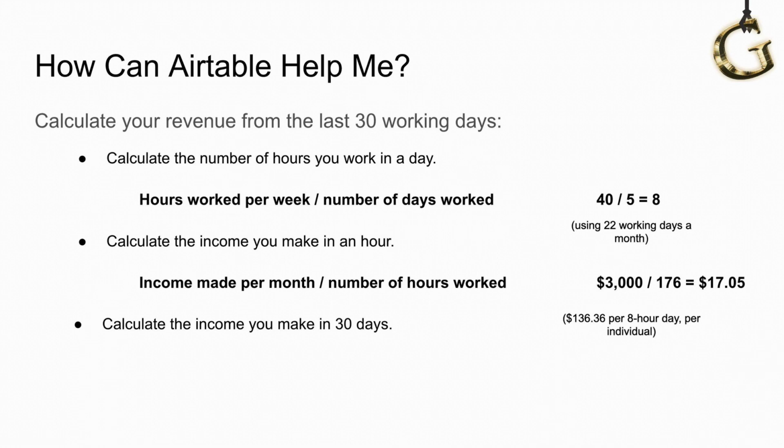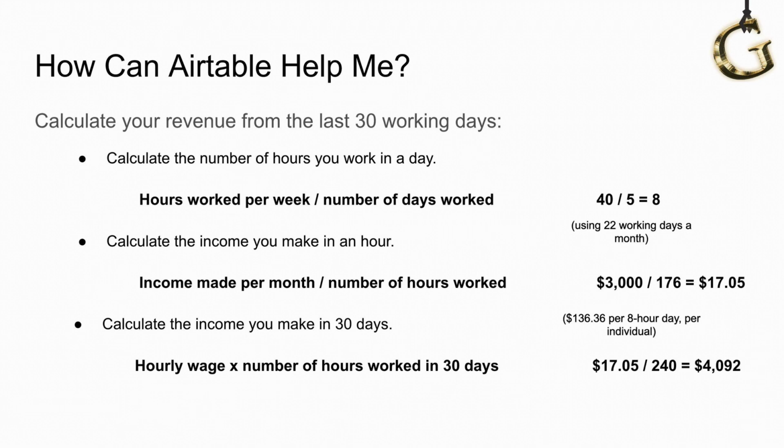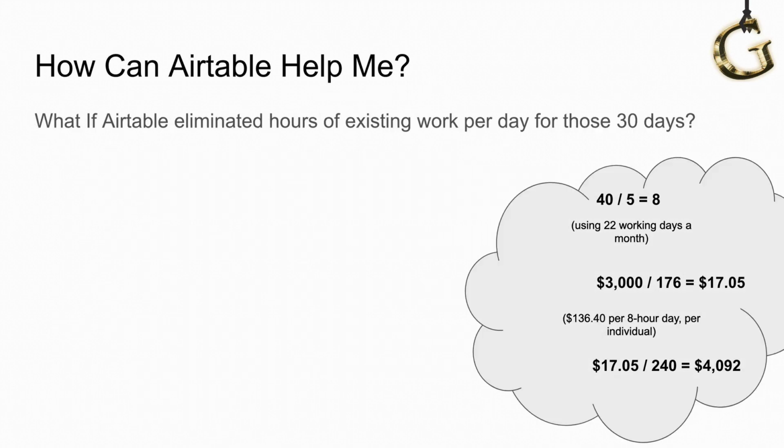So now we want to calculate the income we make in 30 days. This is the 30 working days portion. We take the hourly wage and multiply that by the number of hours worked in 30 days. Now, my formula is wrong here. It should be $17.05 multiplied by 240, which is 30 times 8, right? Because we're working 8 hours a day for 30 days. And that equates out to $4,092. Okay? So we're going to keep all of that in the back of our head. This is the math that we're using to get to this point.